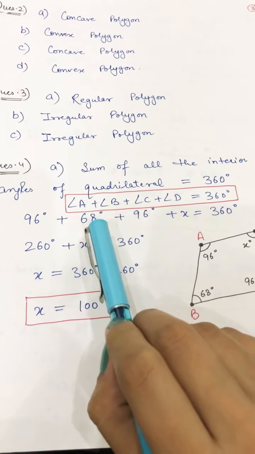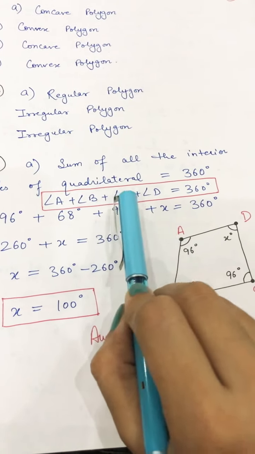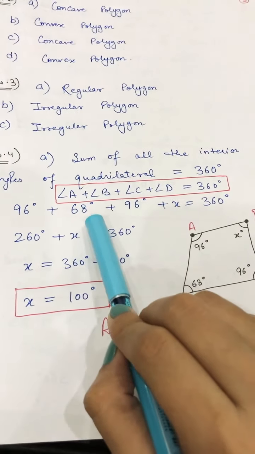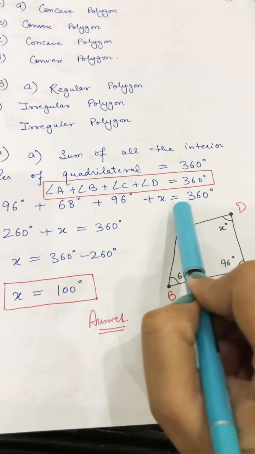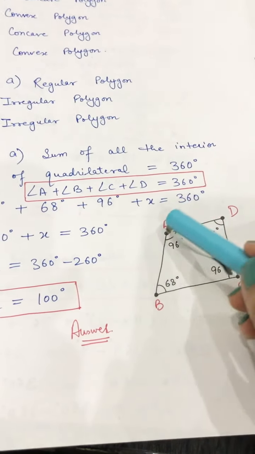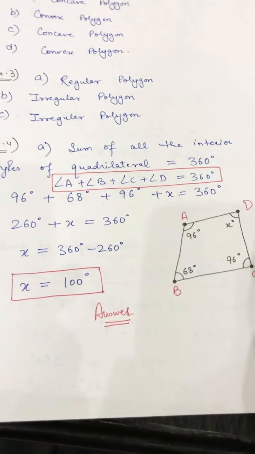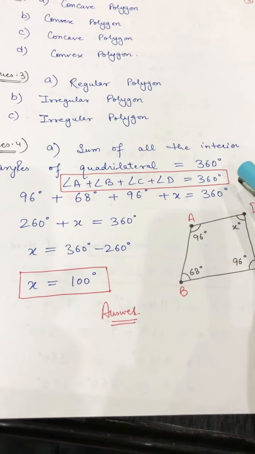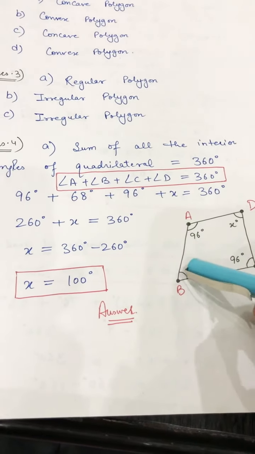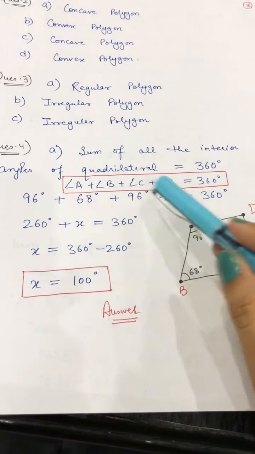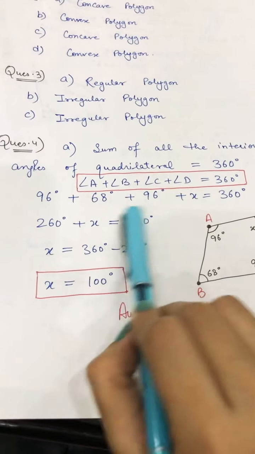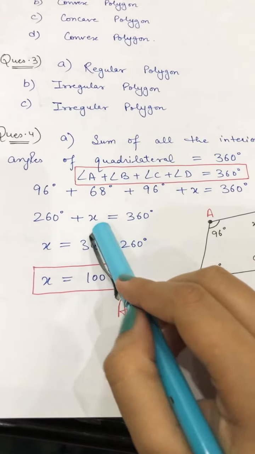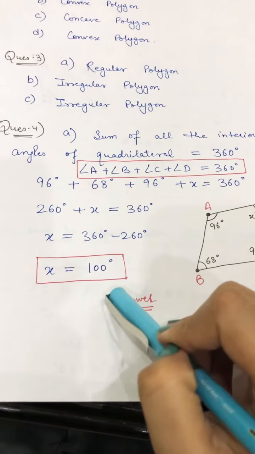Okay, so how can you apply this? Angle A plus angle B plus angle C plus angle D is equal to 360 degrees. 96 degrees plus 68 degrees plus 96 degrees plus x is equal to 360 degrees. You can mention the naming in this way, A, B, C, D, and then you can write the answers. So this is your A, this is B, this is C, this is D. You can add all these angles, and then plus x is equal to 360 degrees. x will be here and this angle will go to that side, so x is equal to 100 degrees. Okay.